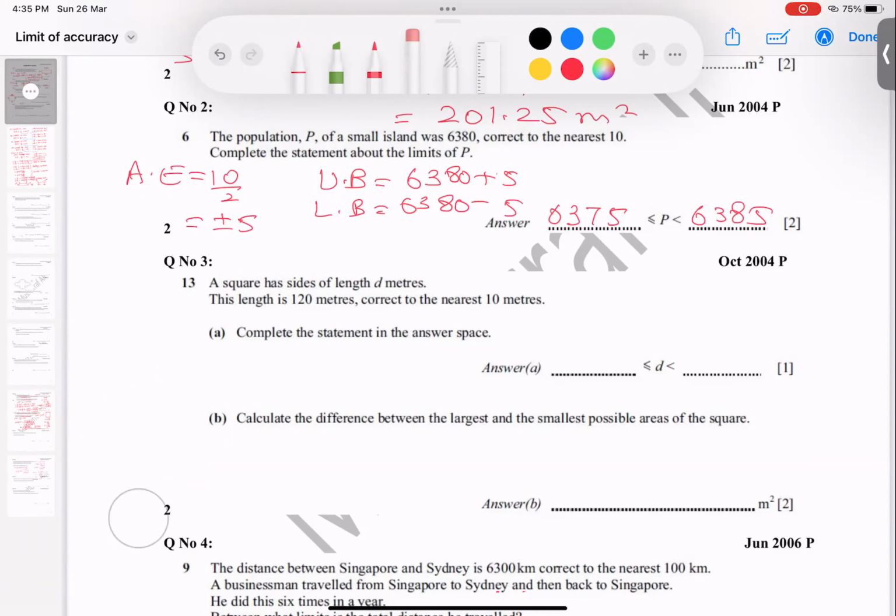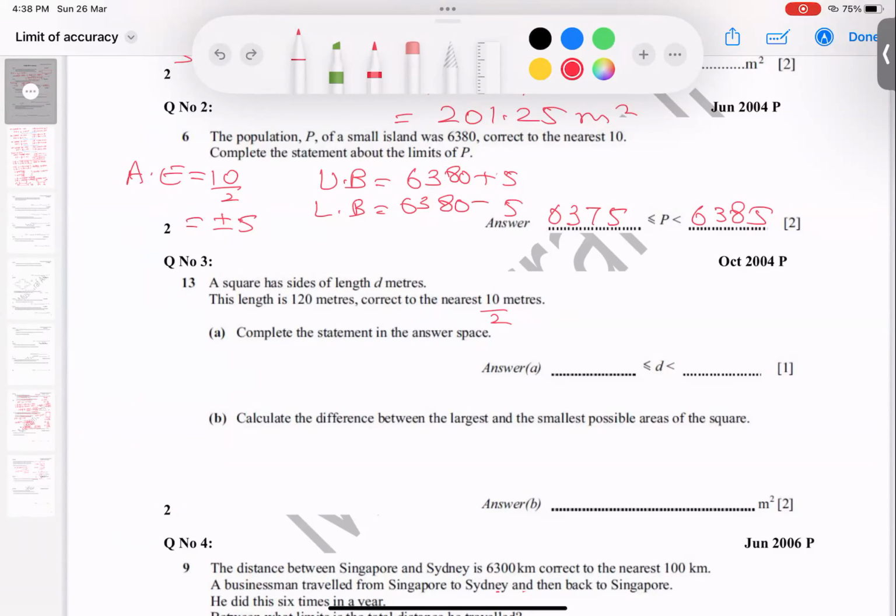I hope you understood. He said correct to 10 meters. So you know it very well. First of all, the absolute error is 10 divided by 2, which gives plus and minus 5. So I hope you can try this question number 3, and I'm waiting for your response. Finish, and then I'll do this question myself.